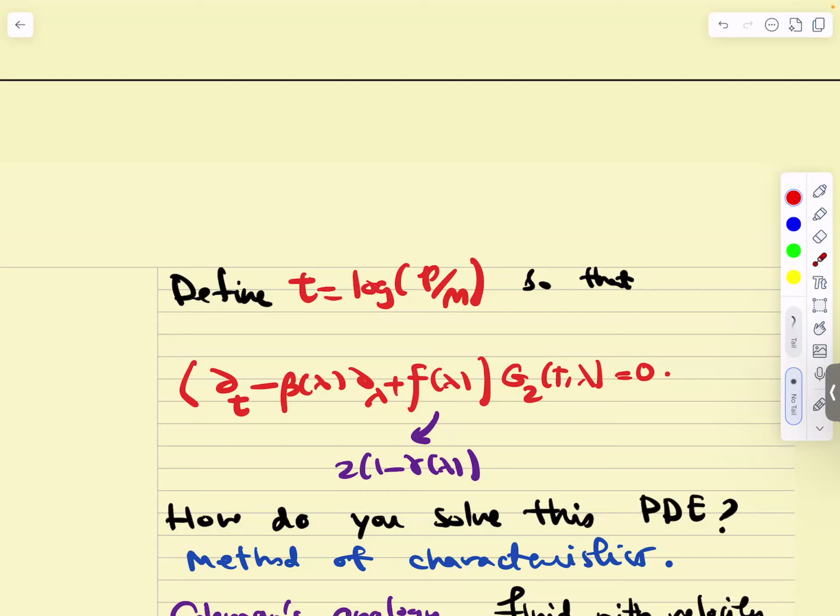So let's just drop the second term. Let's just look at del t minus beta lambda del lambda of g2 equals 0, a function, some g of lambda and t, equals 0. You recognize this differential equation and you know the solution to it. If you don't recognize it, if you can't guess a solution, make it simpler. Imagine beta is independent of lambda. So write it as minus del lambda of g of lambda and t equals 0. You recognize it now.